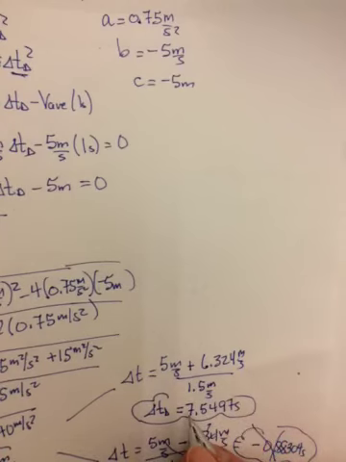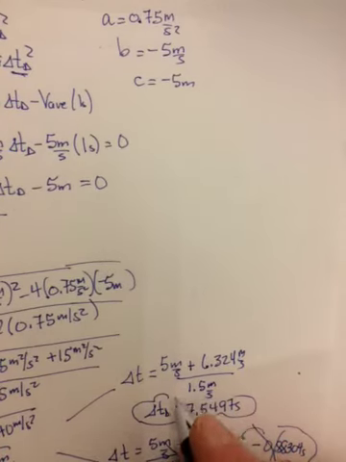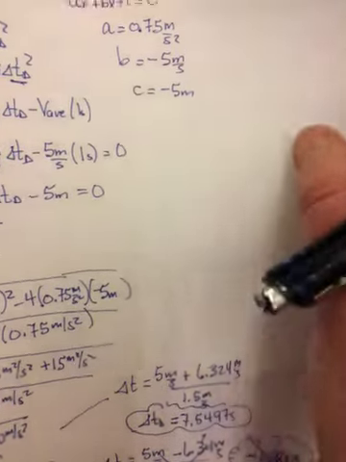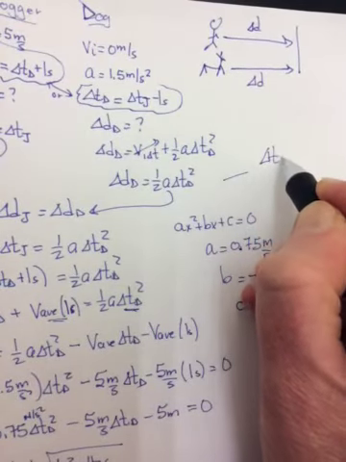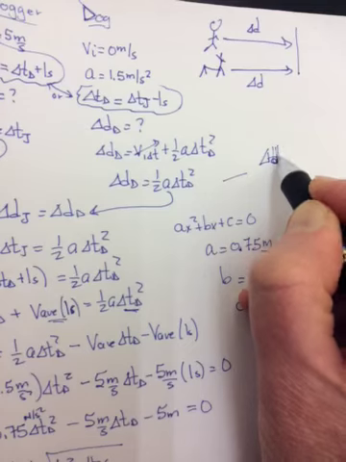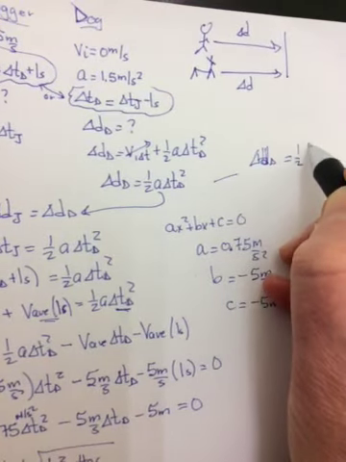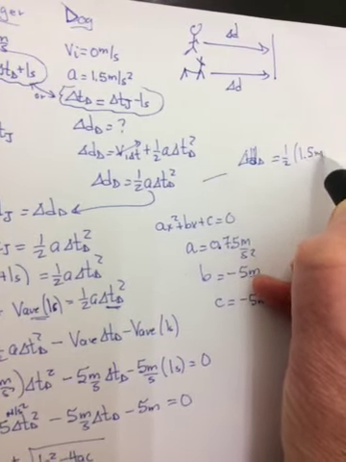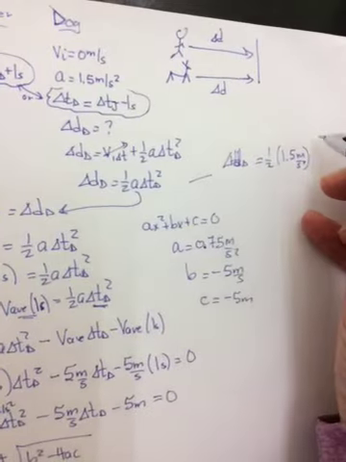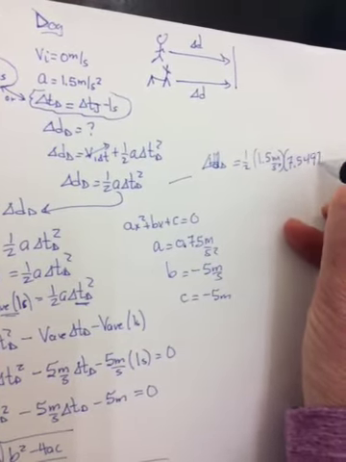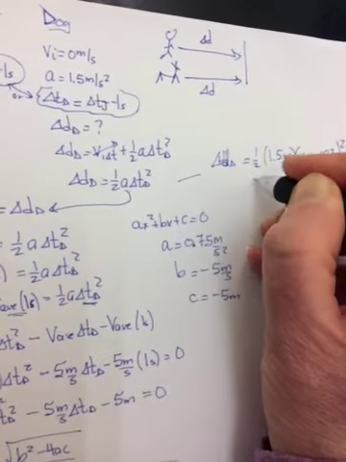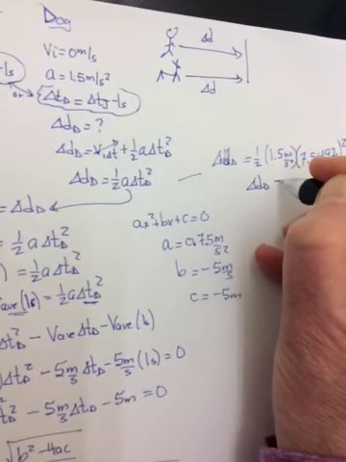Second part of the question then wants to know how far. So you can take this time and fill it in for delta D of the dog. Delta D of the dog will equal 1/2 1.5 meters per second squared times that 7.5497 seconds squared. And that will give you the delta D of the dog.